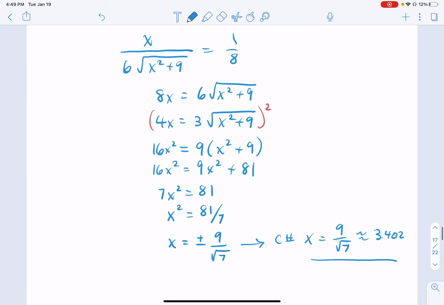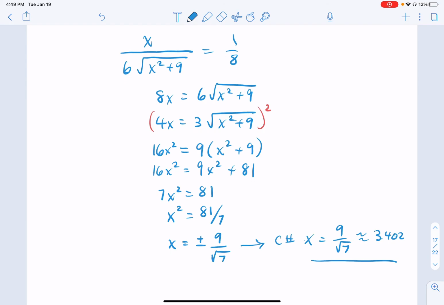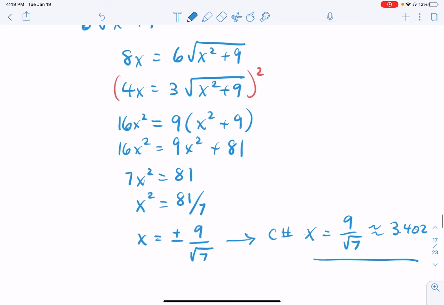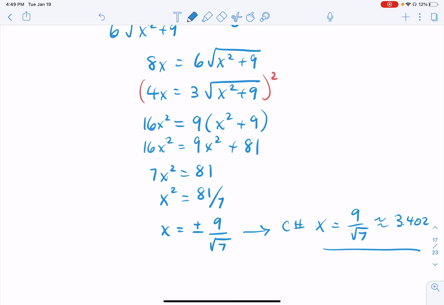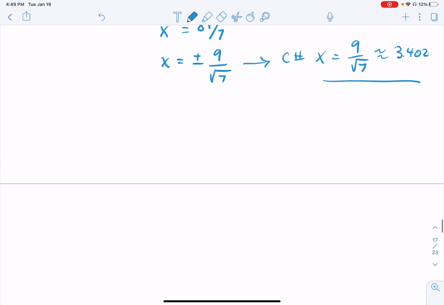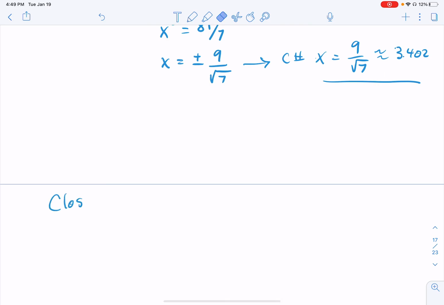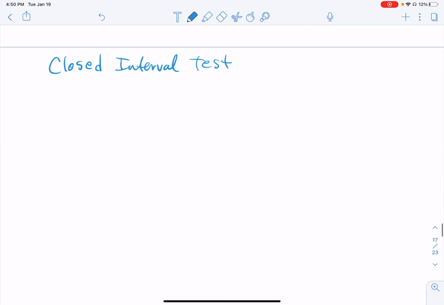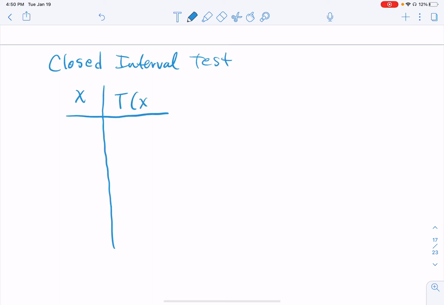Now, we haven't finished the calculus yet. We're going to now use the closed interval test on this thing. Just when you thought all of those curve sketching problems took forever. Okay, closed interval test. Remember, it just looks like a table. You don't have to worry about intervals or anything like that. And we're just looking for the smallest y value in this table. So our table is going to have some x values in it and some t of x values in it.